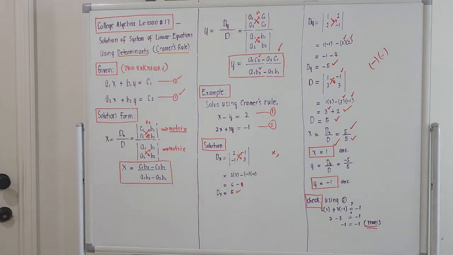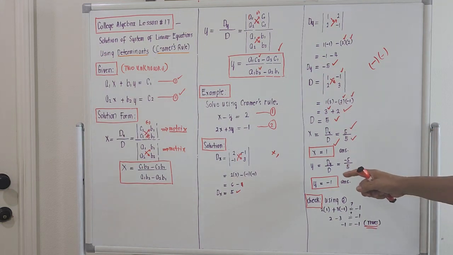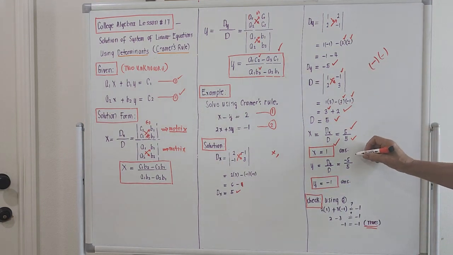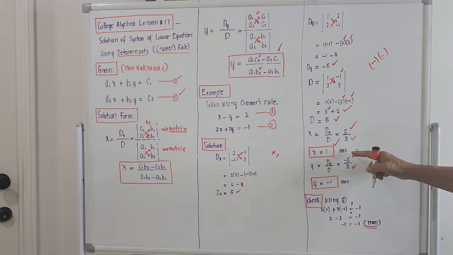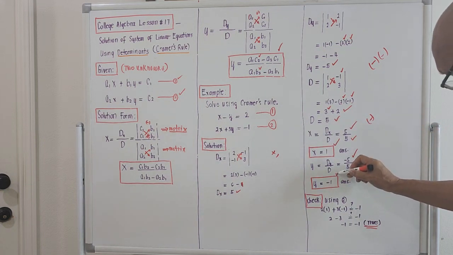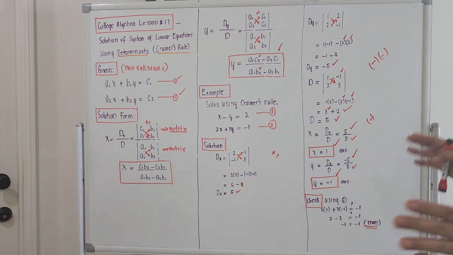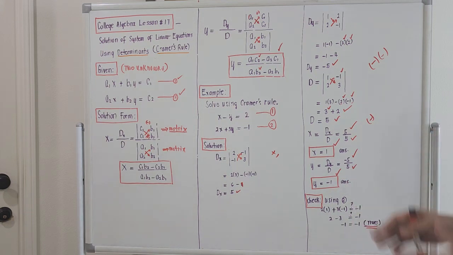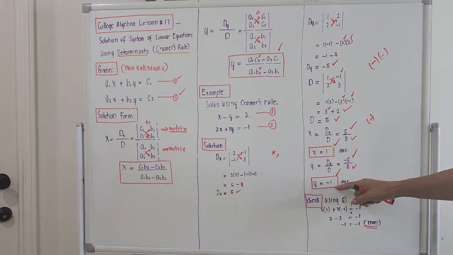Okay? Using the second equation, the value of y will be the determinant of y over the determinant d. And dy is actually negative 5, and the determinant d is plus 5. A minus and a plus will be a minus, so the answer will be negative 1. So the solution for the two given linear equations using determinants or Cramer's rule is that the value of x is equal to 1 and the value of y is equal to negative 1.